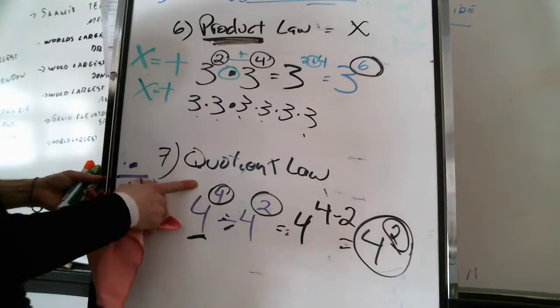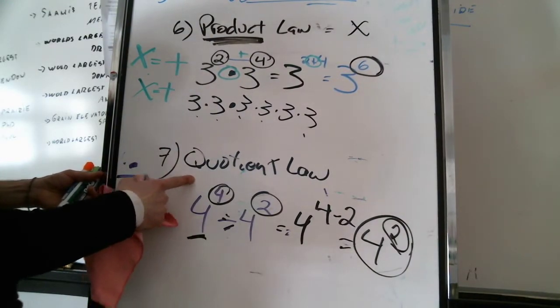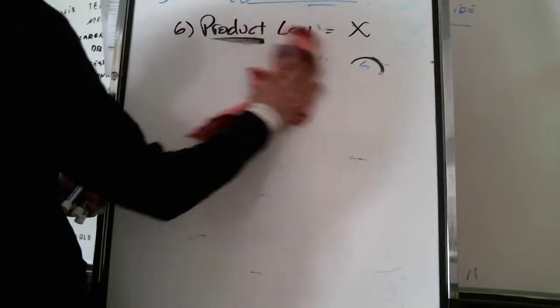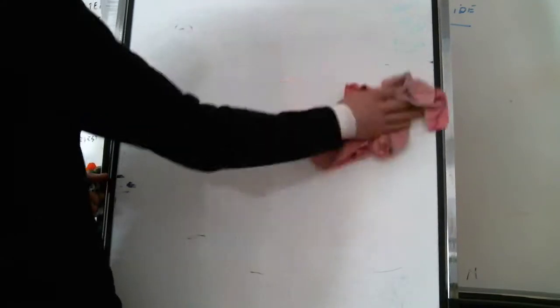Okay, so quotient law: the quotient is the answer to a division problem. You just got to memorize those, just like you have to remember onomatopoeia or some of those other cool English terms. All right, last big one.